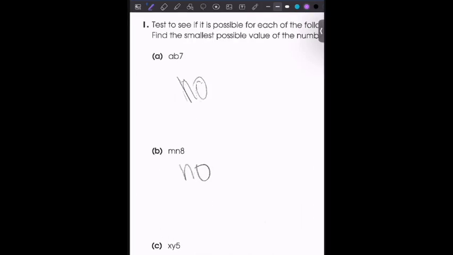Now we're going to look at some practice problems to see if we understood the concepts correctly. And so first we're going to test to see if it's possible for each of the following numbers to be a square number. And then we're going to find the smallest possible value of the number if it is a square number. And so we have a times b times 7.